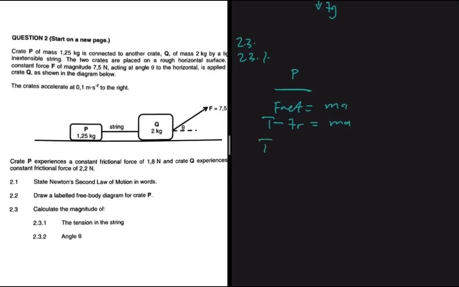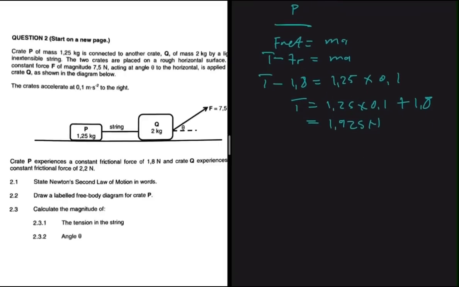So when I have tension minus the frictional force that acts on crate P, which is given to us as 1.8, this will be equal to the mass, which is 1.25, multiplied by the acceleration, which is 0.1. So now the tension is going to be 1.25 multiplied by 0.1 plus 1.8, and that should be equal to 1.925 newtons. And just like that, we have the magnitude of the tension.